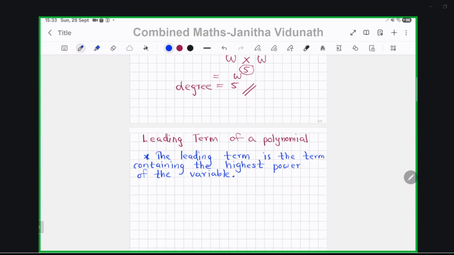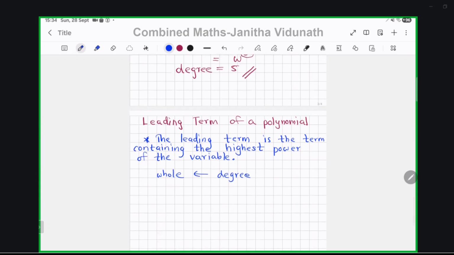Okay, here the leading term is the whole term that we get our degree from. That means the whole term in the polynomial function with the highest power of the variable. Okay, let me give some example.